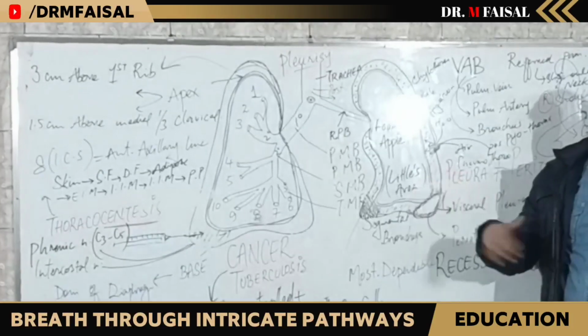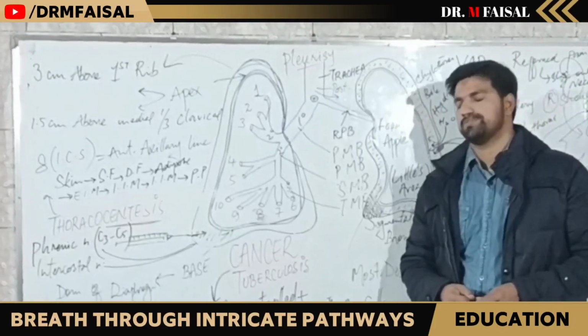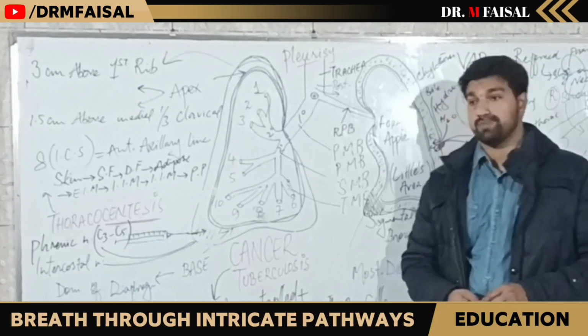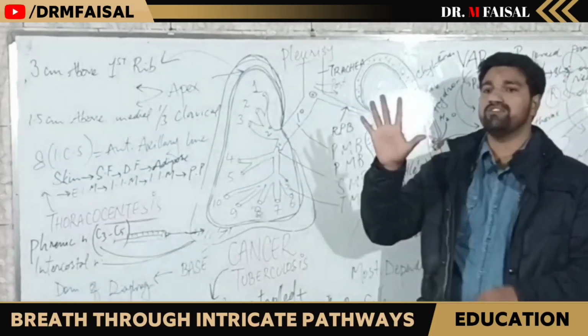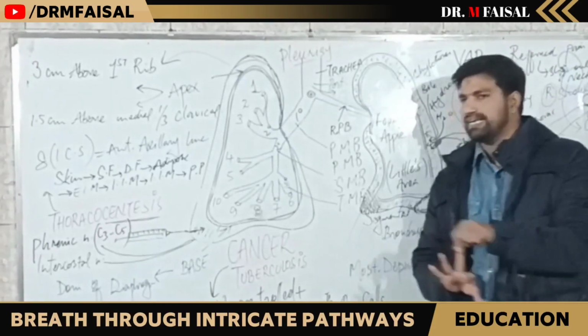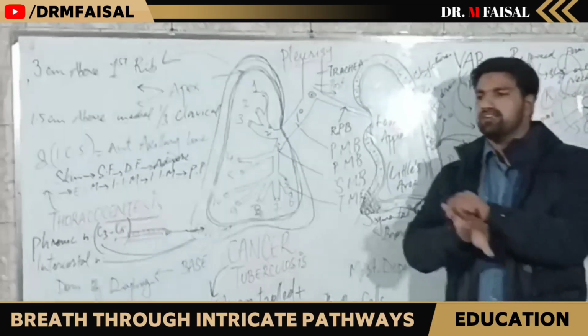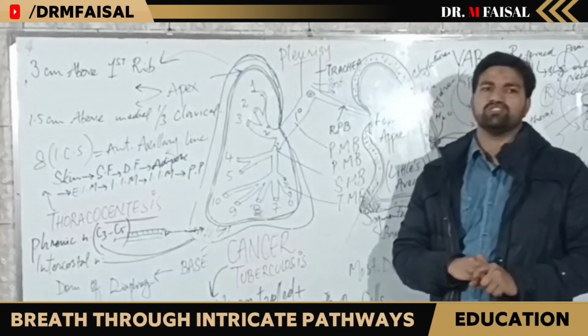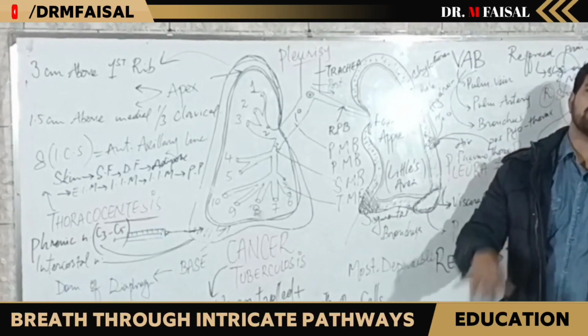Little's area, another name of Kiesselbach's plexus, is responsible for anterior nosebleed or epistaxis, having five arteries: anterior ethmoidal artery, posterior ethmoidal artery, sphenopalatine artery, greater palatine artery, and superior labial artery. These are the branches of the internal carotid and external carotid arteries.